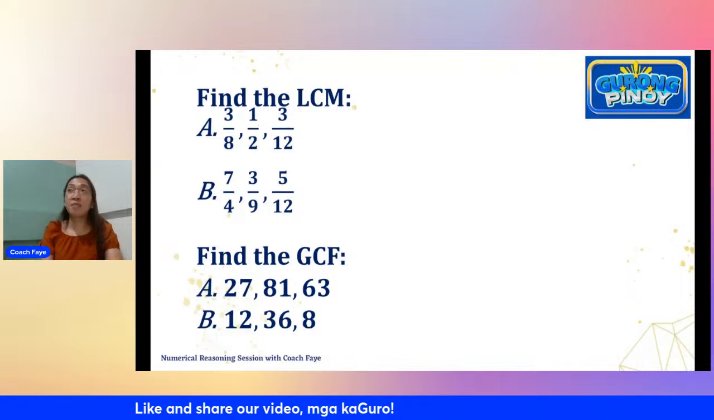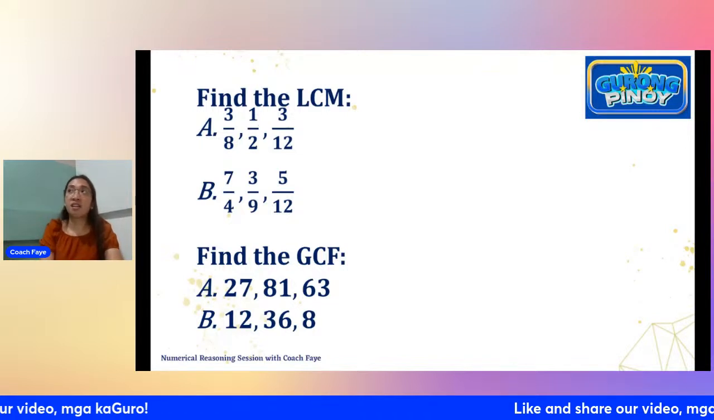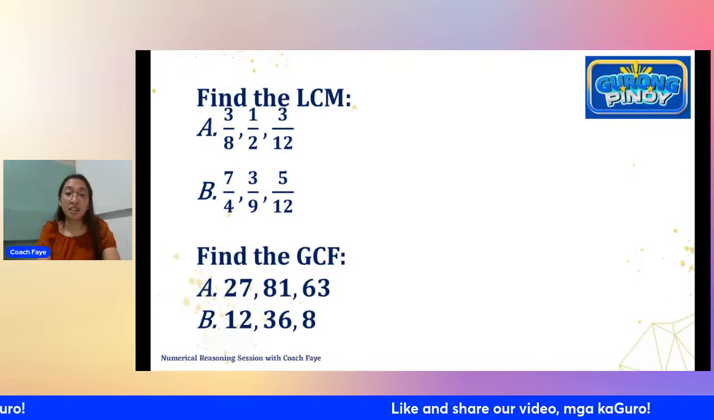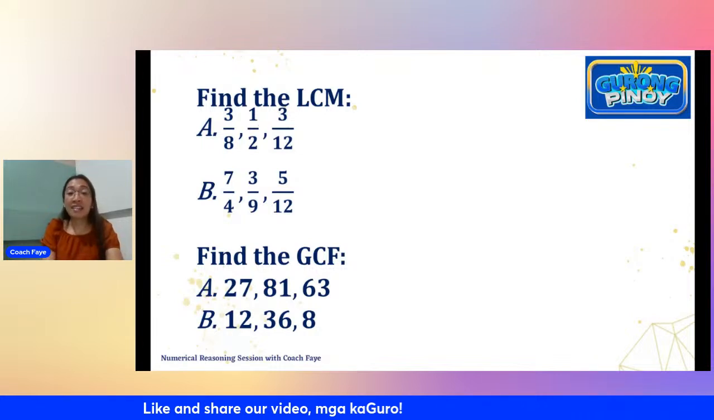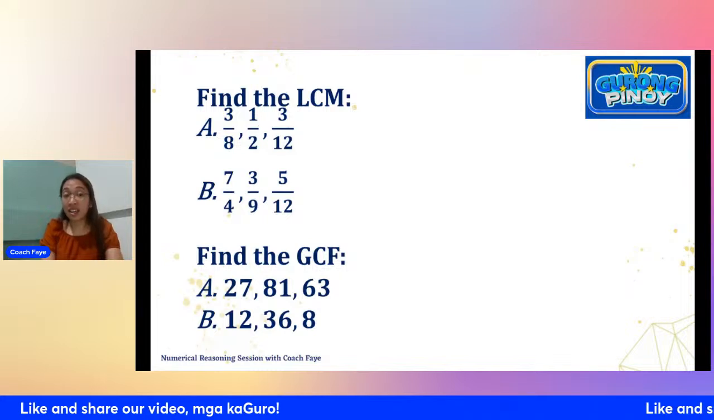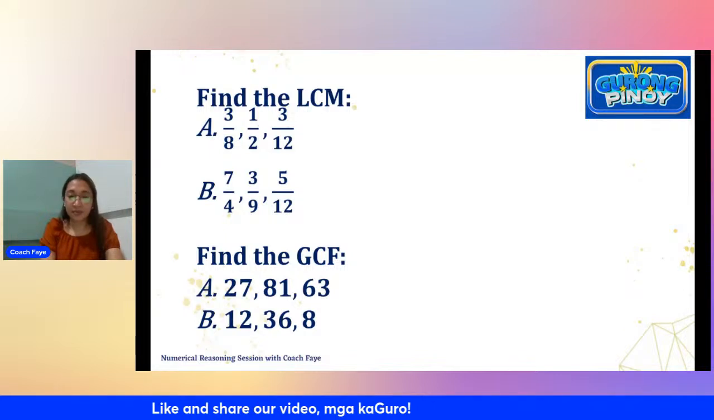27, ano ba yung pwedeng mag-divide kay 27? So, factors ni 27 are 9, 3, 27, and 1. So, the next factor that you should try is 9. Can 9 divide 27, 81, and 63? So, since it's a yes, the answer for letter A is 9. Now, let's take a look at letter B.